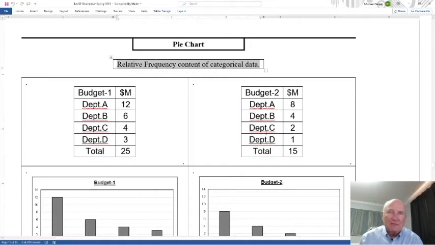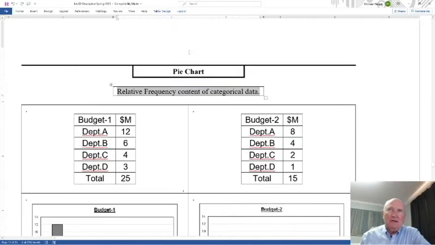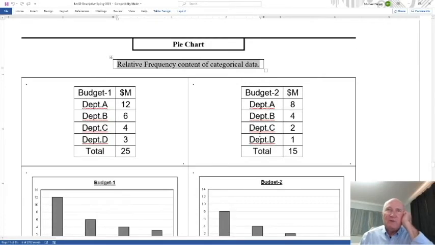It's relative frequency, not absolute. Okay, the idea here, let me illustrate what a pie chart does. I'm sure you're used to a pie chart, but let me develop this to show you what it does and what it doesn't do. Okay, suppose we have a budget, two budgets.